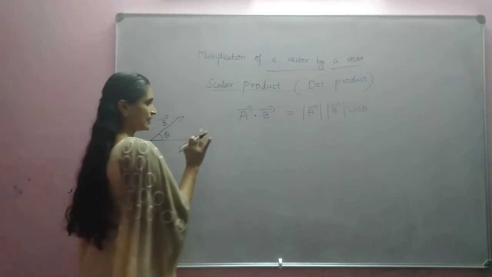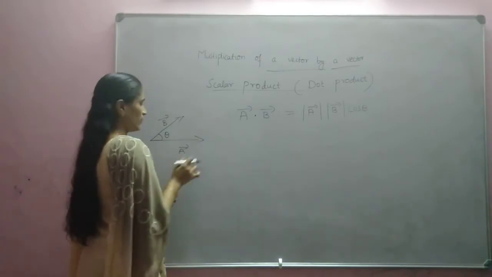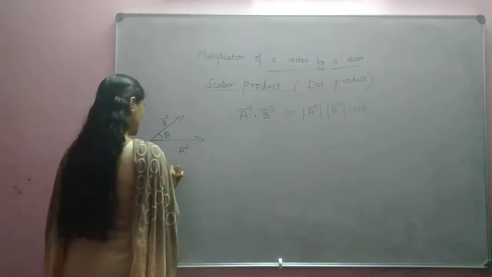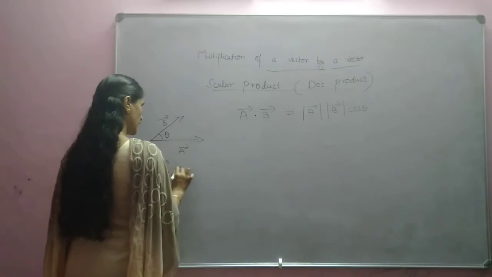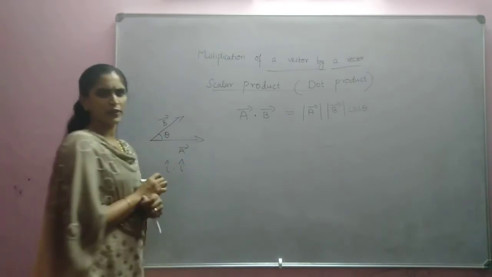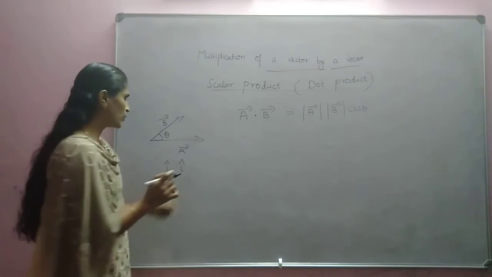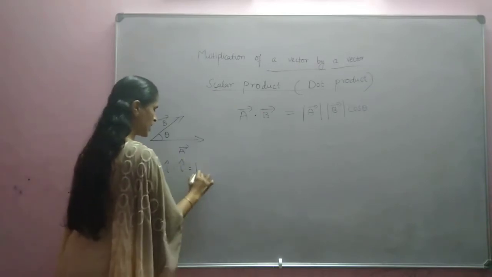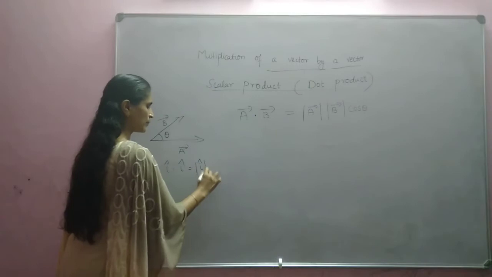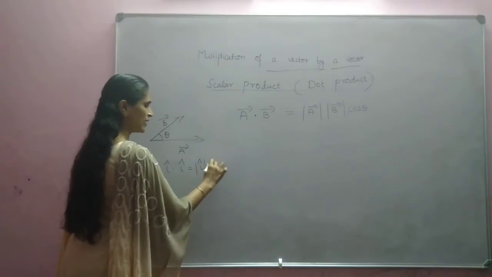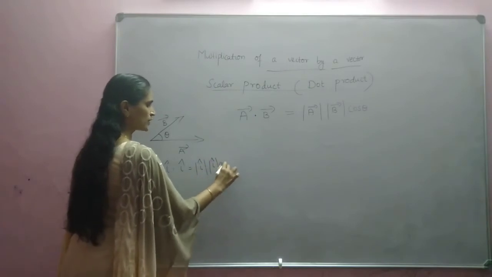Here, first of all, we can find what is i dot i. By this definition, i dot i can be written as modulus of i into modulus of i into cos.